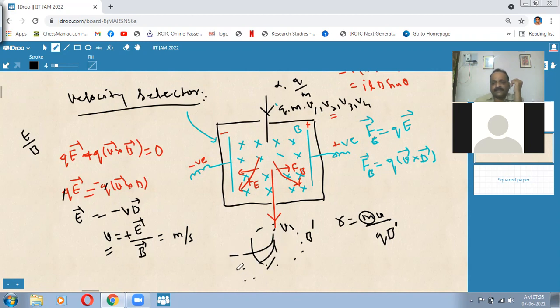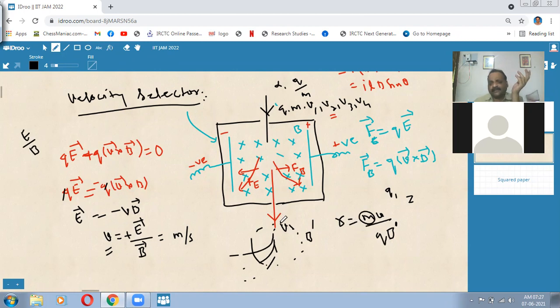This technique is used to separate isotopes. What are isotopes? Isotopes have the same charge, Z is the same, but the mass is different. Sorry, not alpha particles here. We take isotopes and make them ions. Suppose calcium has 6 stable isotopes. I'll make calcium ions and make those calcium ions pass through this region.